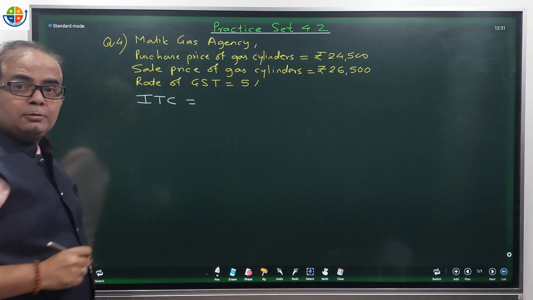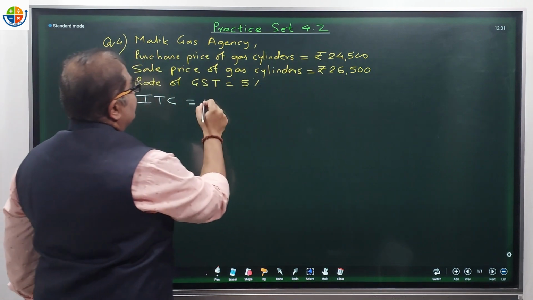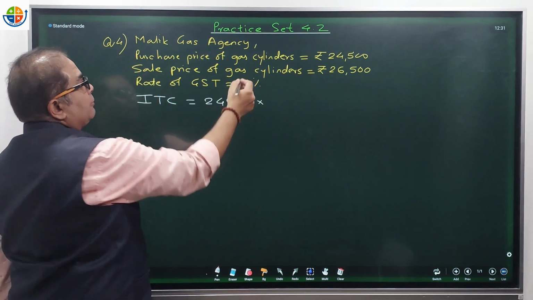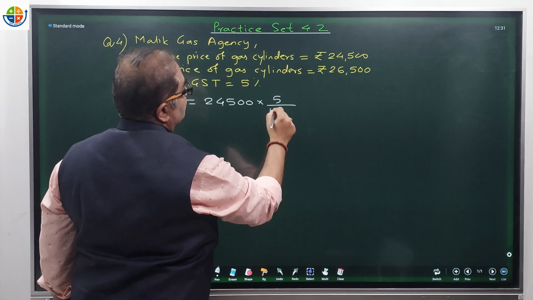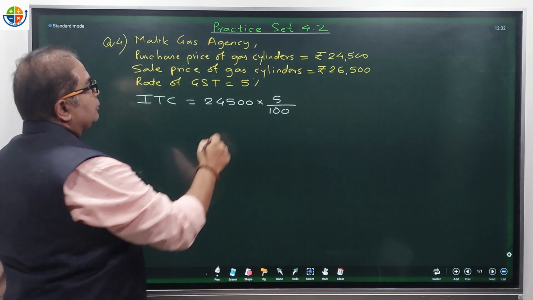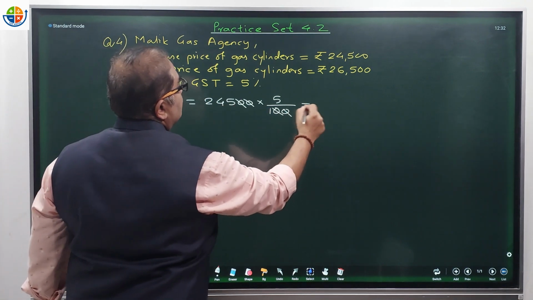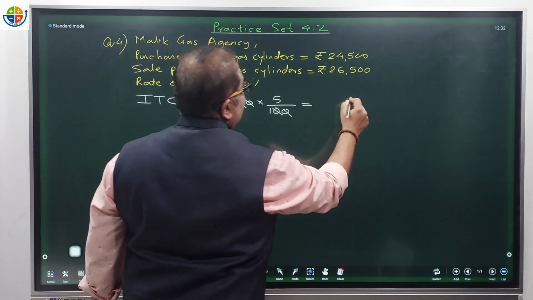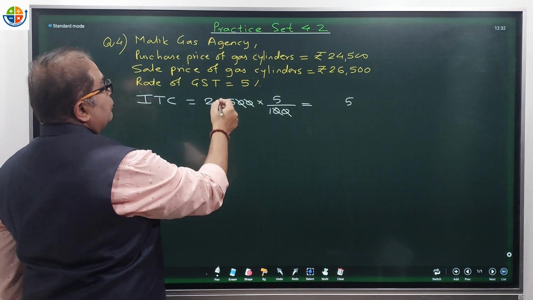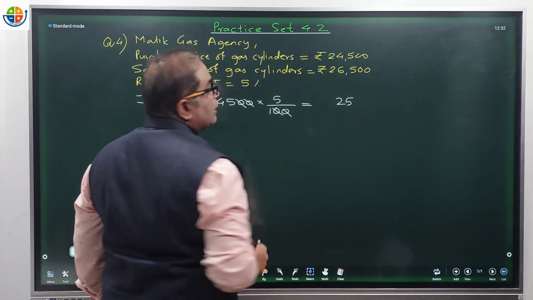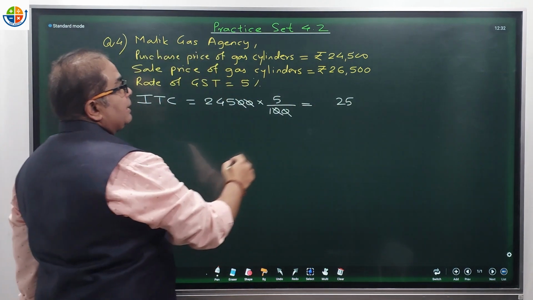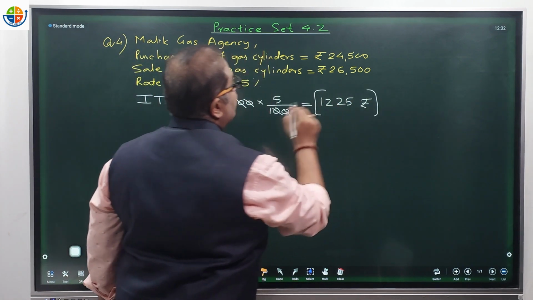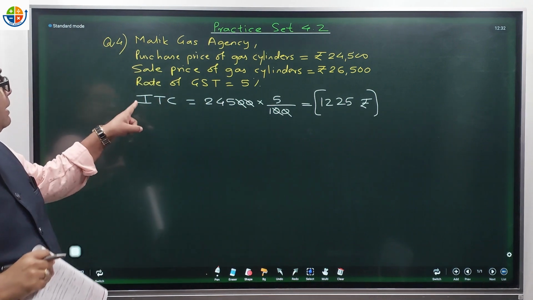So ITC is equals to purchase price, that is 24,500 multiplied by rate of GST is 5%. Right. So two zeros will get cancelled. 245 multiplied by 5. 5 5s are 25, carries 2. 5 4s are 20 and 2 is 22, carries 2 again. 5 2s are 10 and 2, 12. So it is 1,225 rupees. This is ITC.